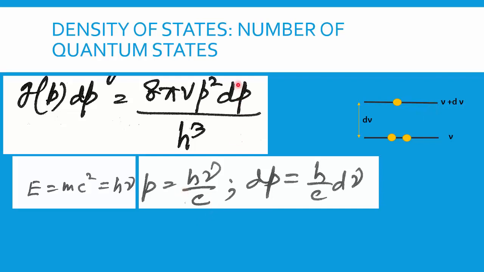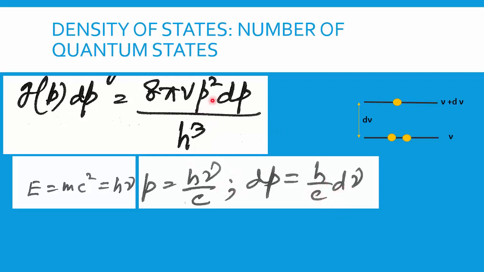Now because I have a dp term here, I have to change this dp to d nu, so I take the derivative. So dp is equal to h by c d nu. Why h and c? Because they are constants. h is Planck's constant and c is the velocity of light. So now I have the value of p and the value of dp, and I will substitute here. In place of p square, I will write h square nu square by c square, and in place of dp, I will write h by c d nu.